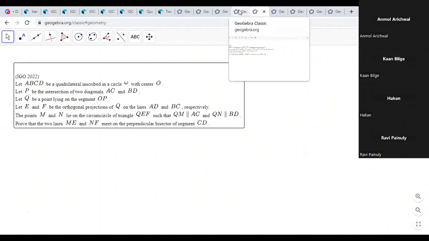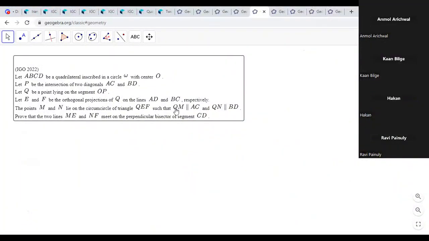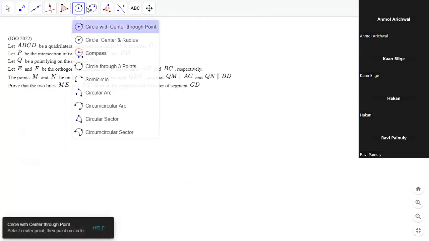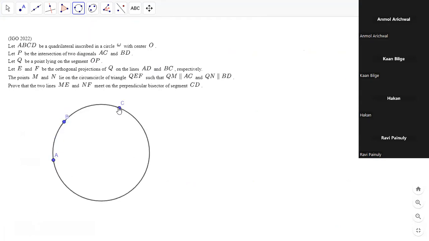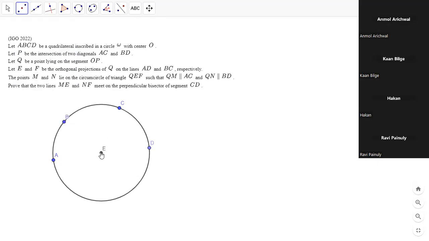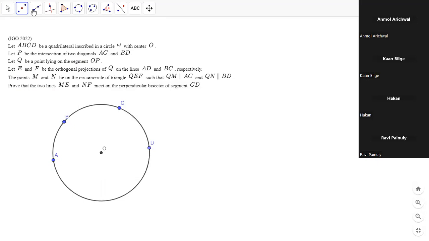What was this? Did you do this one? So this was the last problem from the intermediate. Did you guys already do this one? Let's try this one. This one looks kind of interesting, actually. So we have ABCD is inscribed in a circle O, the center O. And P is the intersection of the diagonals.